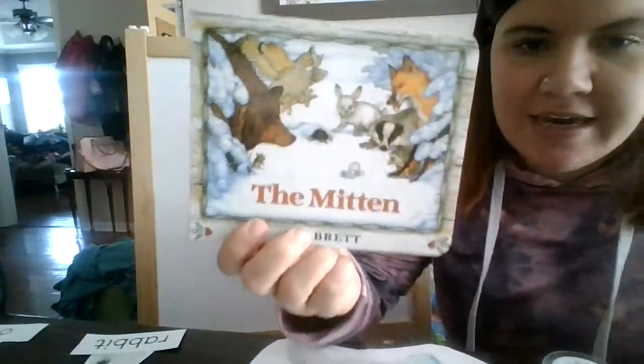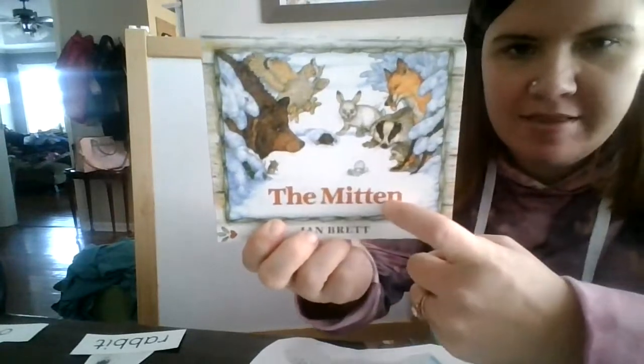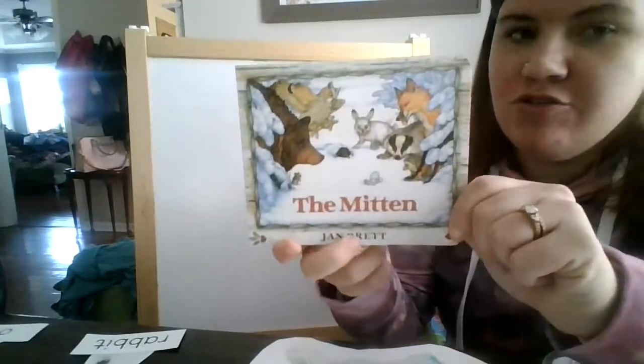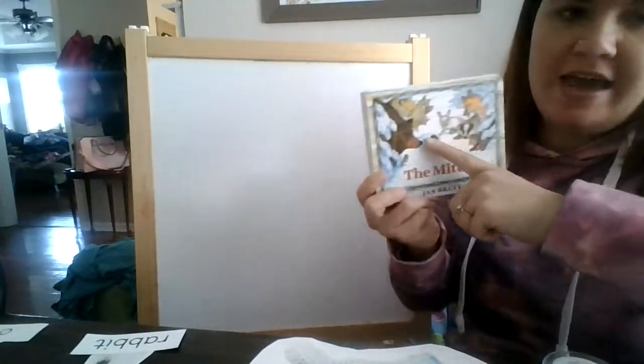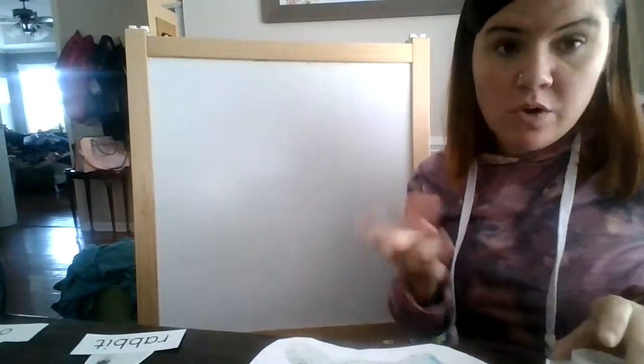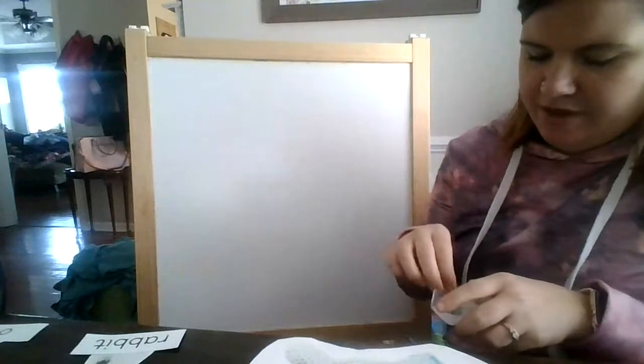Okay, so we just finished reading the book called The Mitten. We're going to do a little storytelling activity using this book and how the animals all fit into the mitten. We're going to talk about what order they came in, and we'll look at some pictures.